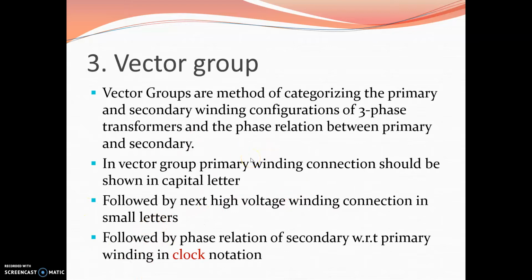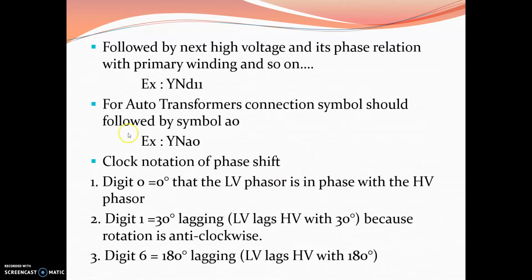Before starting this topic, I urge you to complete the relationship between phase voltages and line voltages, and phase currents and line currents with respect to star and delta, and the connections between them, that is star-star, delta-delta, star-delta, and delta-star. And then we switch to this topic. Here we usually represent the primary with a capital letter, star in this case, and the secondary with delta, and the clock notation is 11 o'clock. For an auto transformer we use 0 as we have concentric windings.